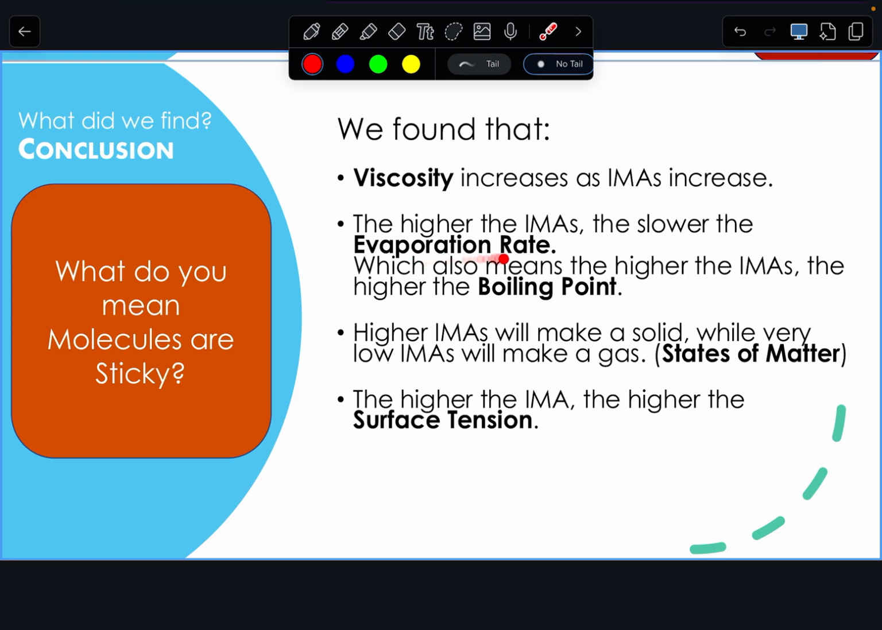So viscosity, evaporation rate, boiling point, I called them all stickiness. And if you can imagine things sticking together and more sticky, that means they have higher intermolecular forces or intermolecular attractions. I use these interchangeably, okay?